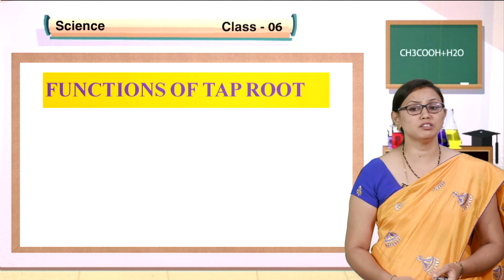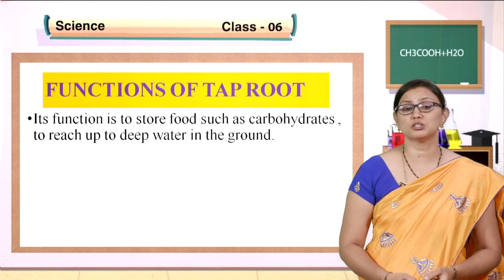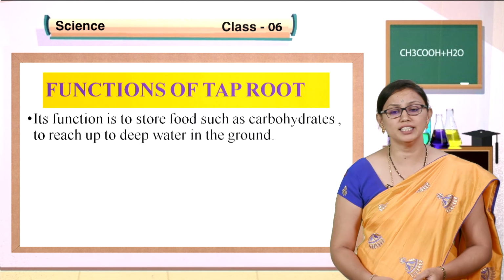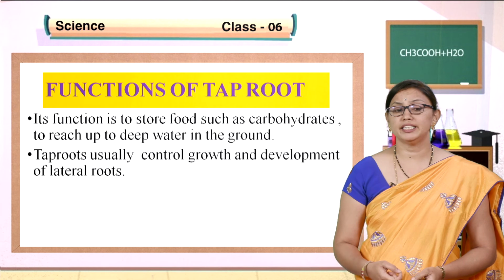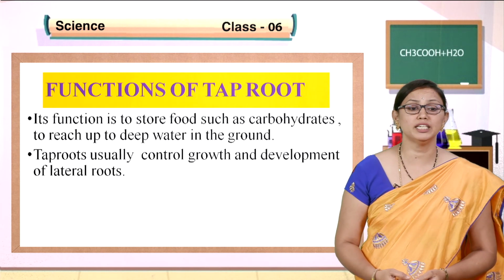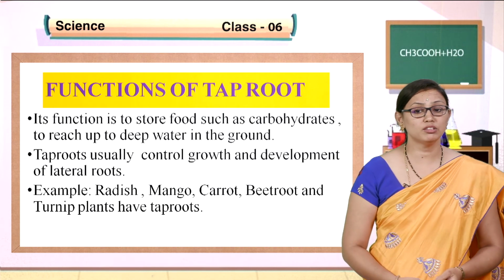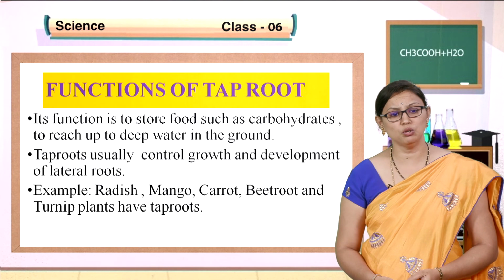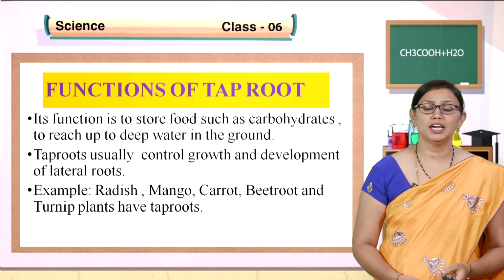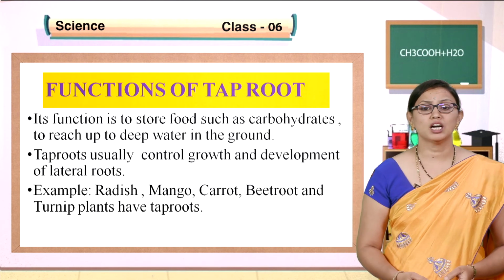What are the major functions of the taproot system? Its function is to store food such as carbohydrates, and to reach deep water in the ground. The taproot usually controls the growth and development of the lateral roots, children. Examples of taproots: radish, mango, carrot, beetroot and turnip plants have a taproot. So mainly you have to remember, it helps to store carbohydrates.